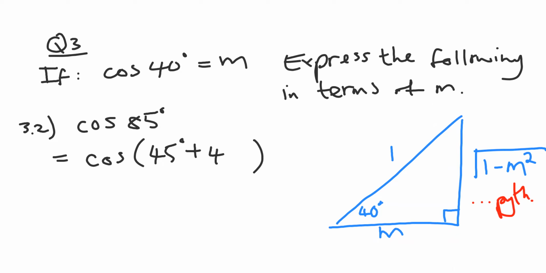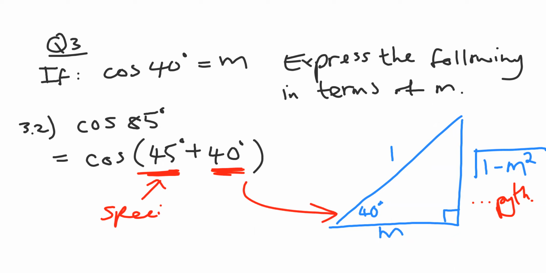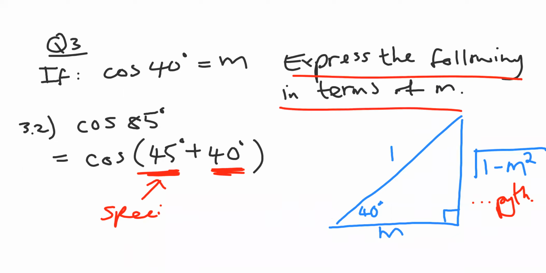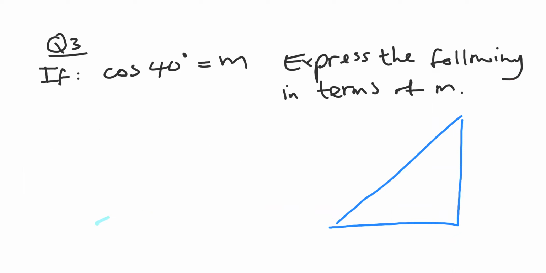Why are you choosing 45? Because it's a special angle. Perfect. So 45 is a special angle, and this 40 degrees, we actually have a triangle for that as well. So we have a special angle, and then we have this triangle of 40 degrees, which can be expressed in terms of M. That's the whole point. We want to express it in terms of M.